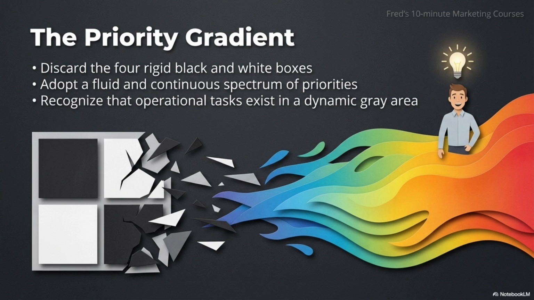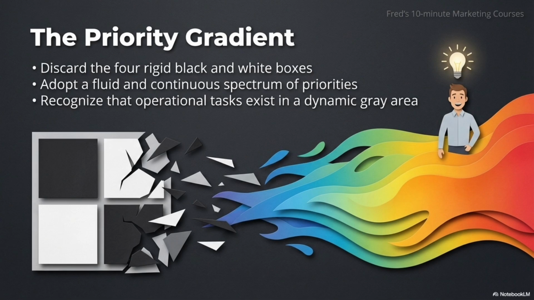A gradient. I have to push back a little on the gradient idea, though. I get the visual. It implies that a task can be 60% urgent and 40% important, rather than just forcing it into a binary category. Right. But doesn't making tasks a 60-40 split just give us an excuse to procrastinate on the hard stuff? If everything is a gray area, how do we actually manage that ambiguity without our day devolving into total chaos?